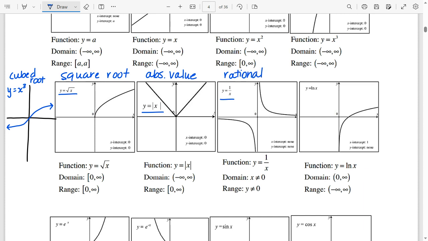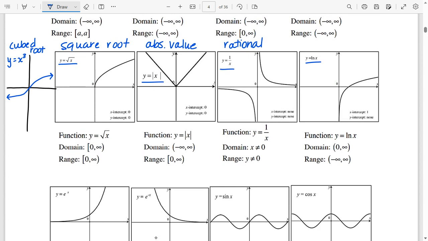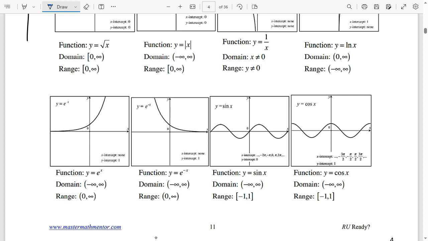Then we have y equals the natural log of x. And then y equals e to the x and y equals e to the negative x. These are both exponential functions. But the one that increases is called our growth exponential function. The one that decreases is the decay. And then y equals sine of x and y equals cosine of x. So I'm going pretty quickly because I think you have seen these in the past.